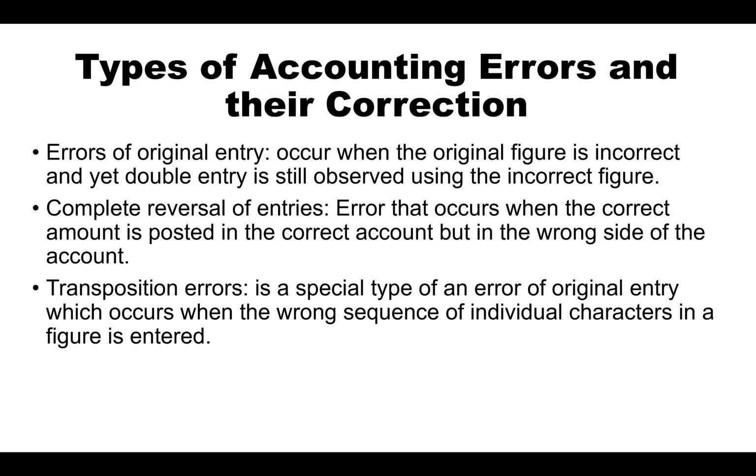Then you have transposition errors. It's a special type of error of original entry which occurs when the wrong sequence of individual characters in a figure is entered. This can be 525 written as 552. So that is a transposition error. So that is all about accounting errors and their correction.